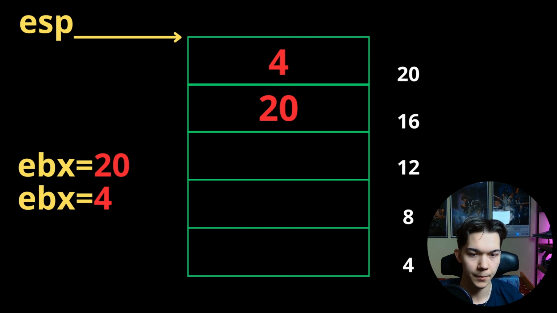And if we want to pop ECX, so we want to pop another value from the top of the stack to ECX, we will see this. Sorry, there's a mistake here. There should be ECX, not EBX. But as you can see, ESP points to the top of the stack again. And these values are in memory because no one deleted them, but they are not on the stack anymore.